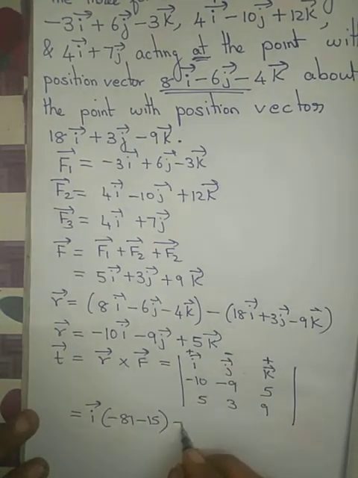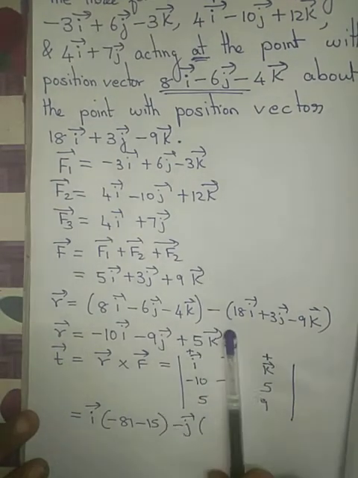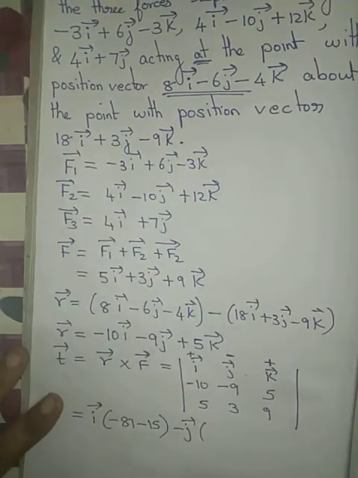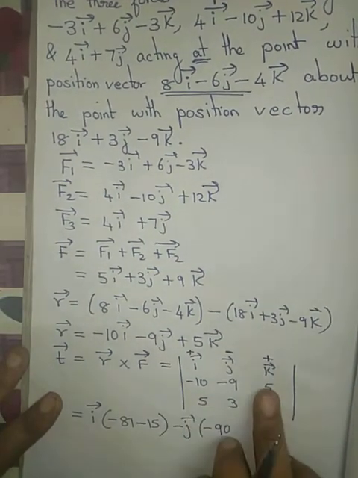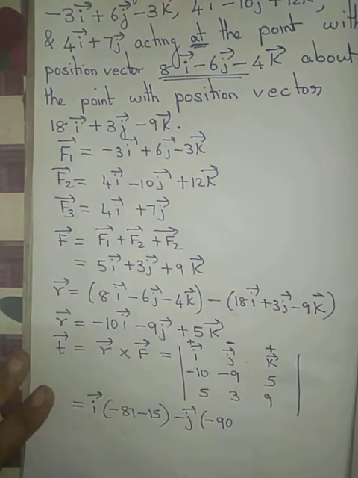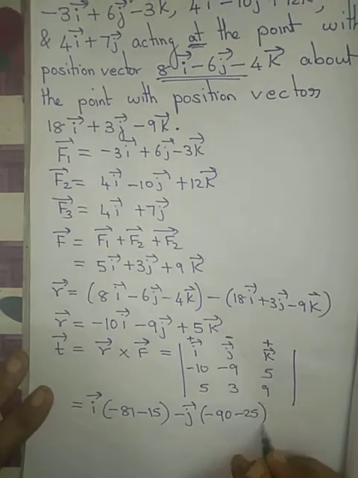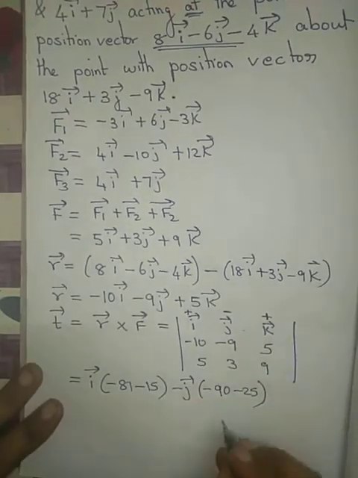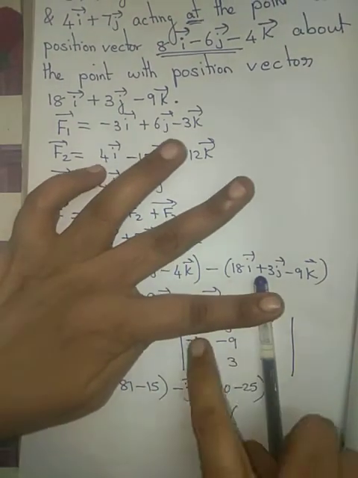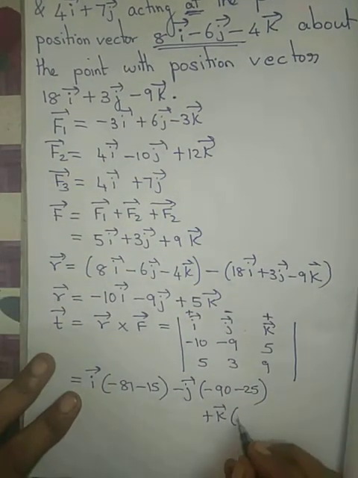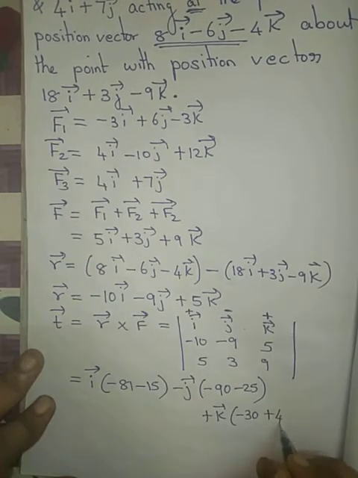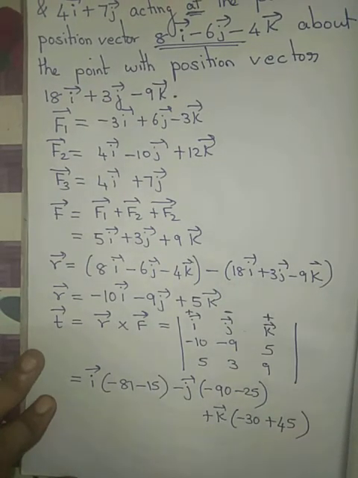Next I should write minus J. I should cover the J column and this particular row. Minus 10 into 9, minus 90. 5 into 5, 25. But whenever I multiply in this direction I should write minus 25. Next I should write plus K vector. K vector means I should cover this particular column and row. So minus 10 into 3, I will have minus 30. 5 into minus 9, minus 45. But when I write here, I should write plus 45.